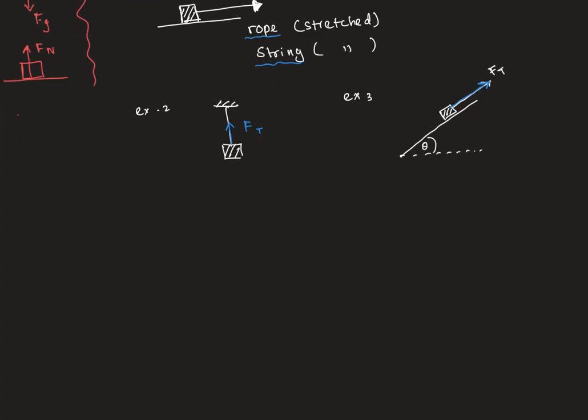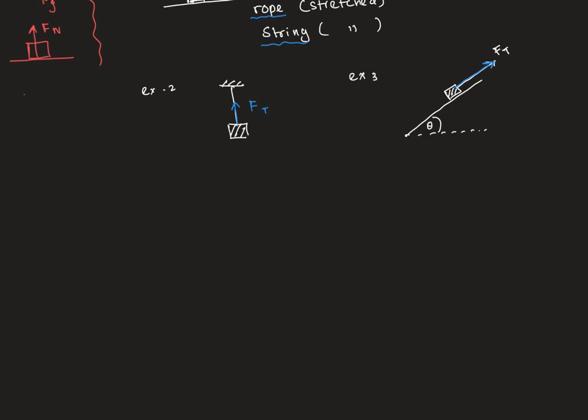Now I am going to take all these things and have a picture where you can mark all the forces that we know so far. And the box is sitting on a table. So this is an example with 3 forces.